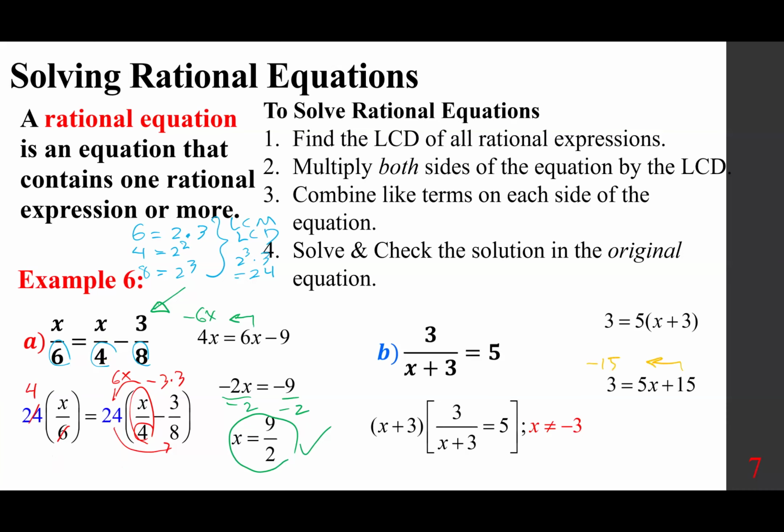You move the 15, it becomes negative, and so you have negative 12 equals 5x. Divide both sides by 5, and x becomes negative 12 over 5 as the final answer, everybody.